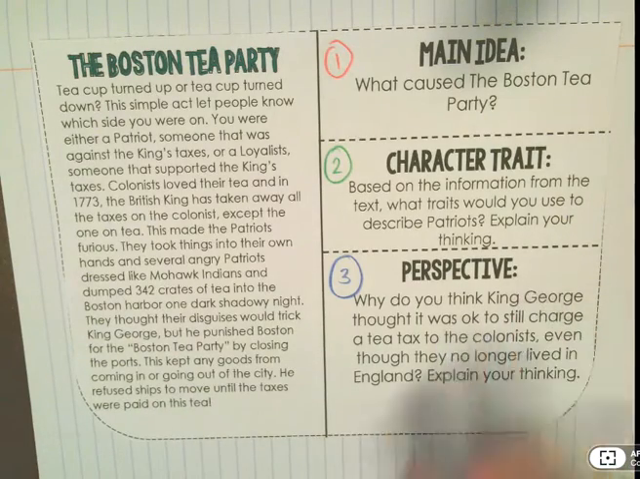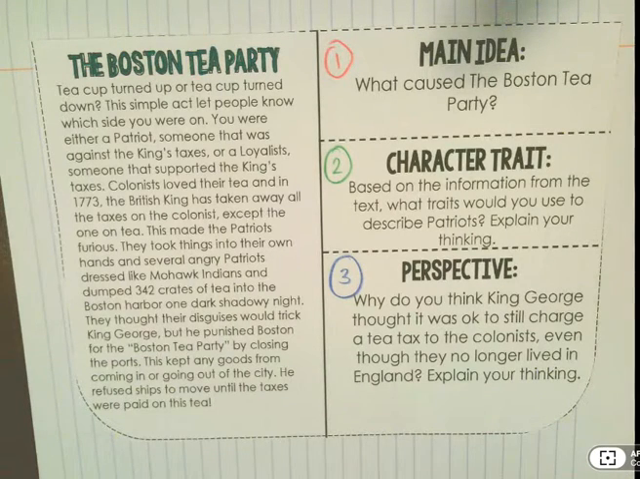All right, so main idea, what caused the Boston Tea Party? So basically this entire passage is talking about the Boston Tea Party and what caused it and what it was. Then we have character trait, which is based on the information from the text. What traits would you use to describe patriots? Explain your thinking. So the passage talked about patriots and loyalists, and this particular question wants us to describe patriots and explain our thinking.